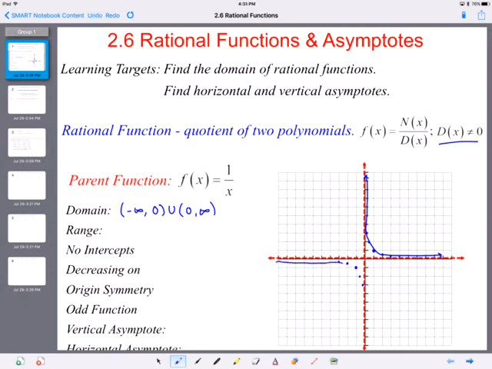Try to do a better job here. A little bit harder than I thought, but so that's our parent function of the rational function.